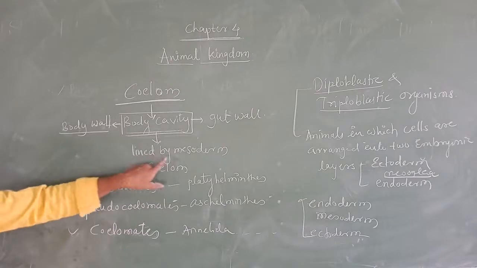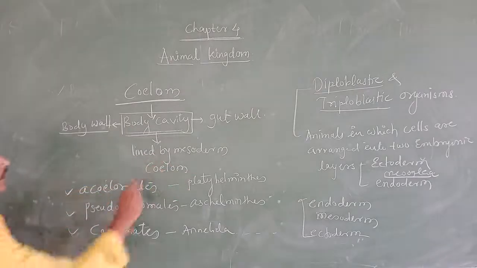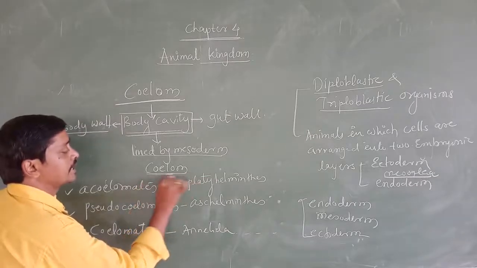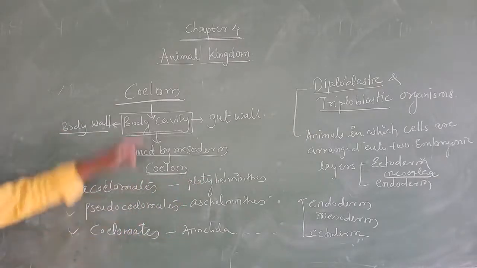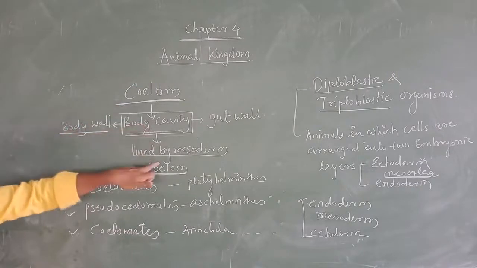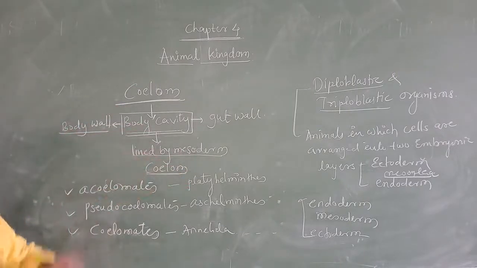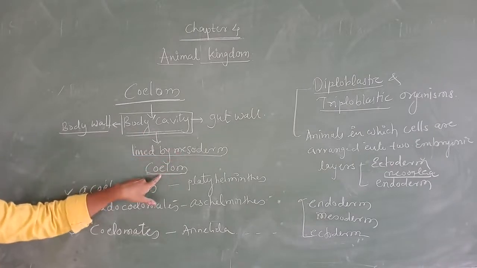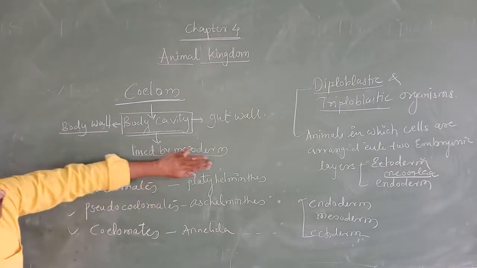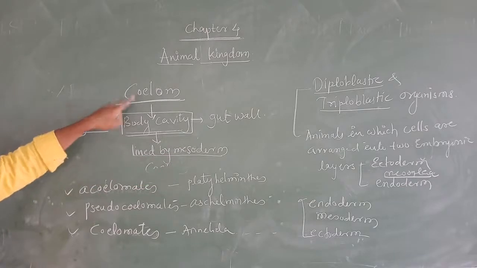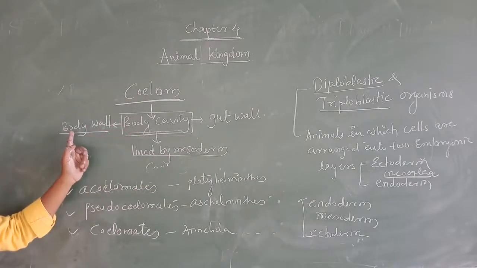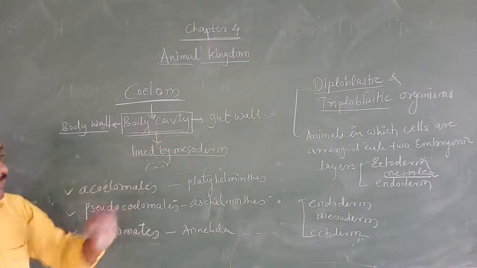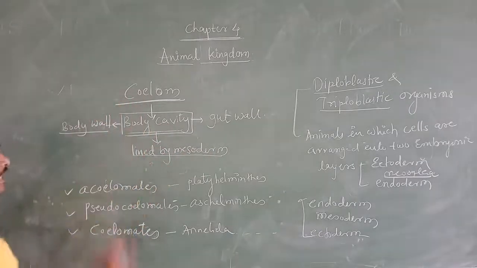Now here, if the body cavity is lined by mesoderm, that is nothing but coelom. Coelom is a body cavity which is lined by the mesoderm. Understood? Coelom, it is a body cavity which is present in between the body wall and gut wall and is lined by mesoderm. That is what we are going to call a coelom.